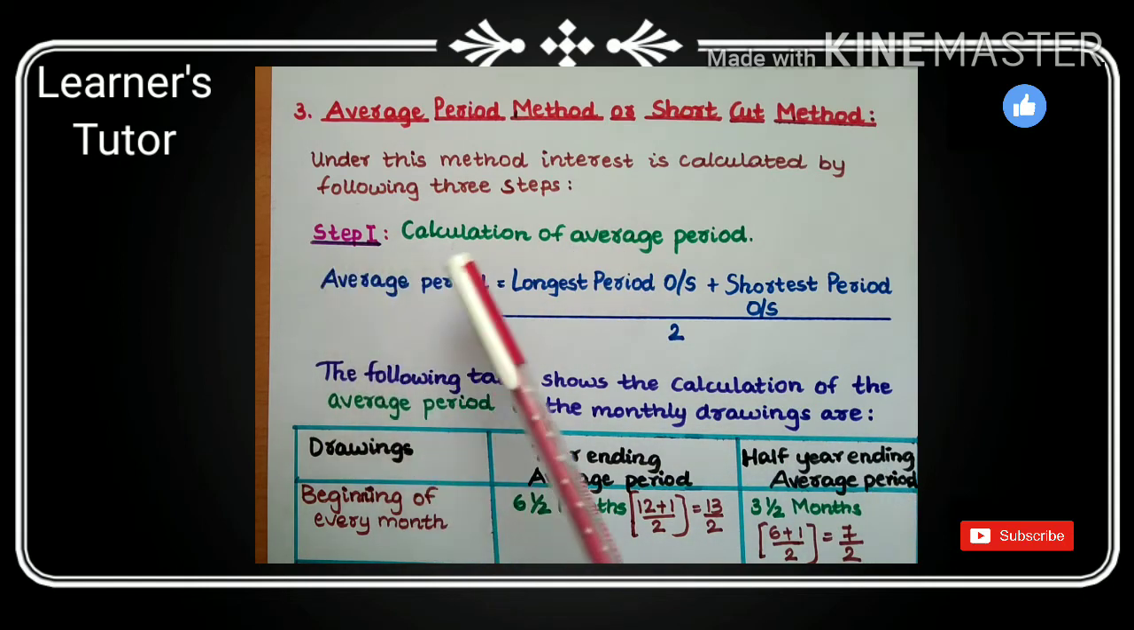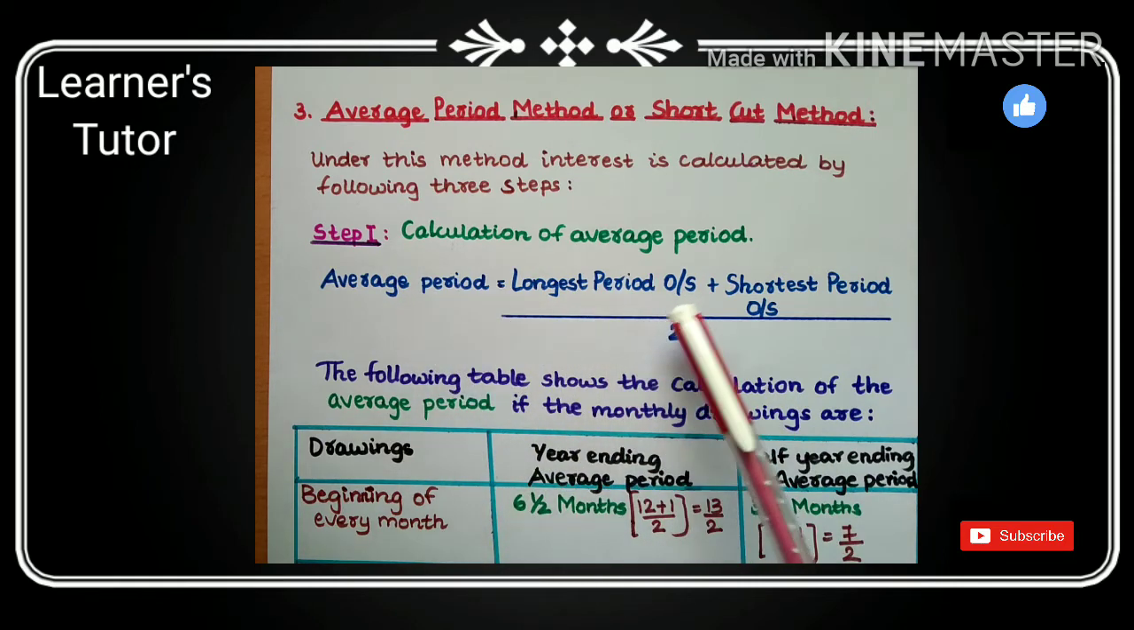The first step is calculation of average period. Average period is equal to longest period outstanding plus shortest period outstanding divided by 2. This is the formula. Under this, we have two methods: year ending average period and half year ending average period. Year ending average period means a year makes 12 months as 1 year. So it is 12 months.